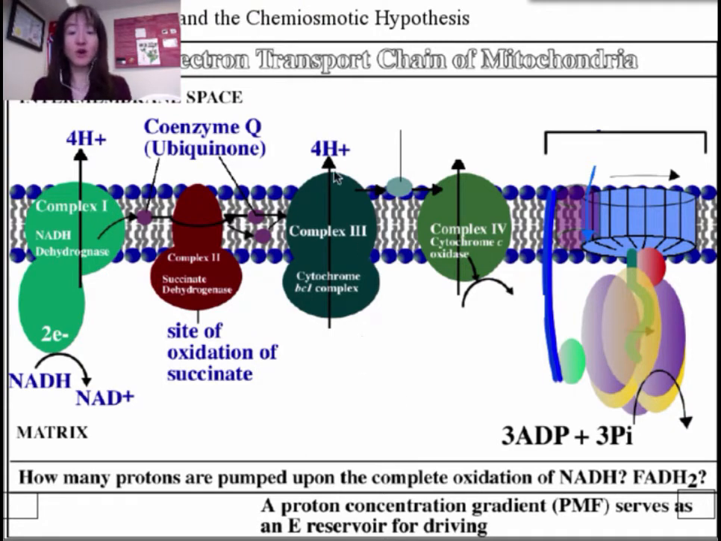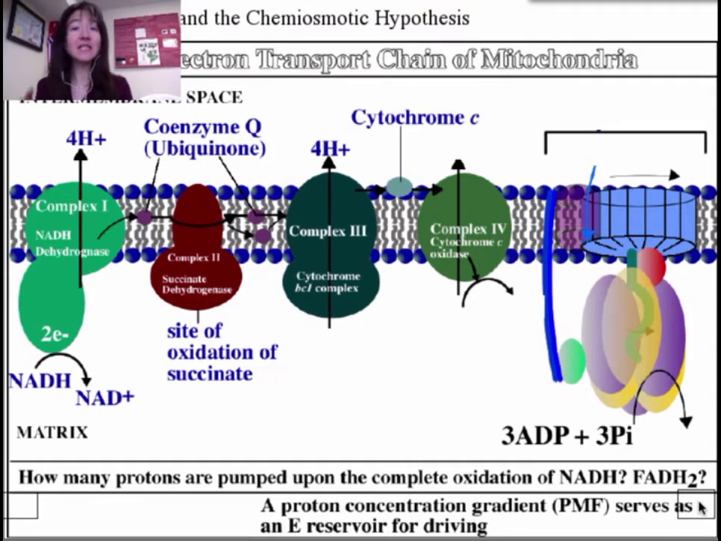Complex 3 is a proton pumping member. So whether electrons came from FADH2 or whether they came from NADH, they will pump 4 protons at complex 3. 4 protons get pumped there at complex 3, which is also known as the cytochrome BC1 complex. And throughout the transfers, the ending transfer from complex 3 is to cytochrome C.